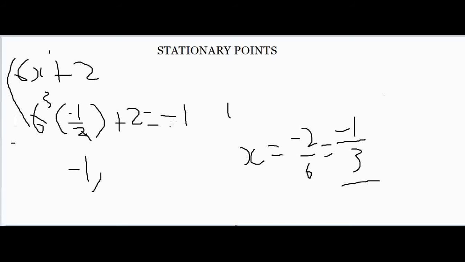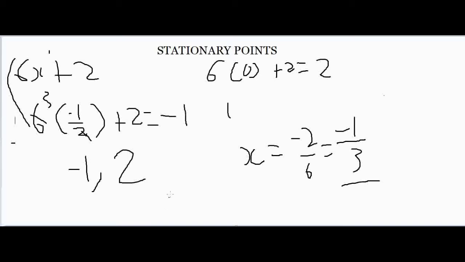Now we pick a value that's slightly greater than negative one third, and for that we're going to use 0. So when x equals 0, we have 6 times 0 plus 2, which of course equals 2, and so this time we have a positive gradient. Now what this is telling you is that we have a minimum point.